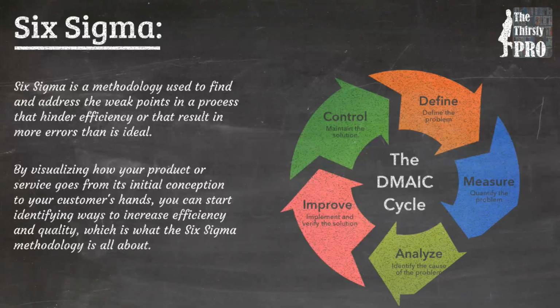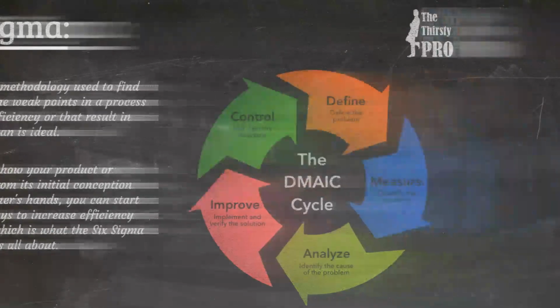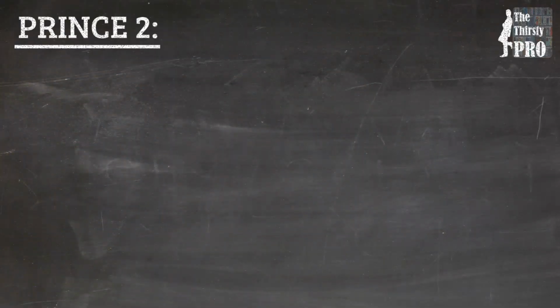Let's have a quick look at the Six Sigma cycle. It starts with defining the problem. Then the problem should be measured or quantified. Then comes identification of causes. Then implementation of potential solutions. Finally, verification and control. Last in our list is PRINCE 2 methodology.